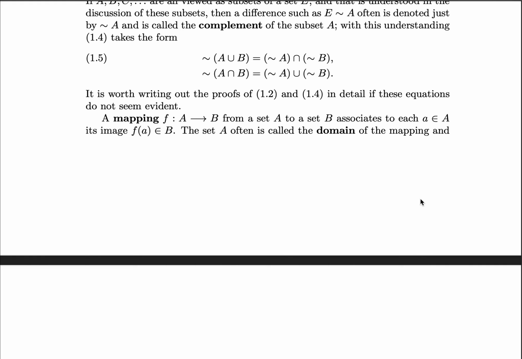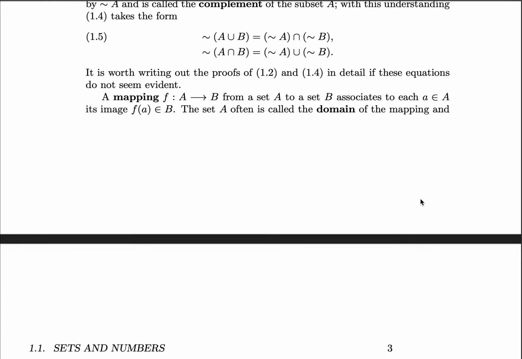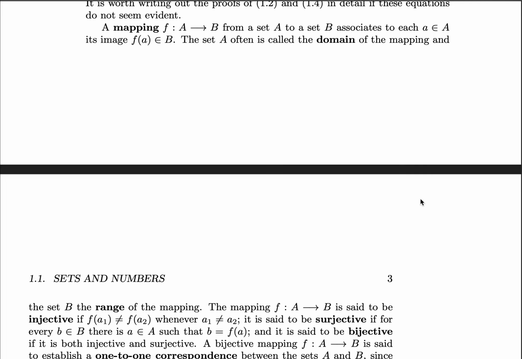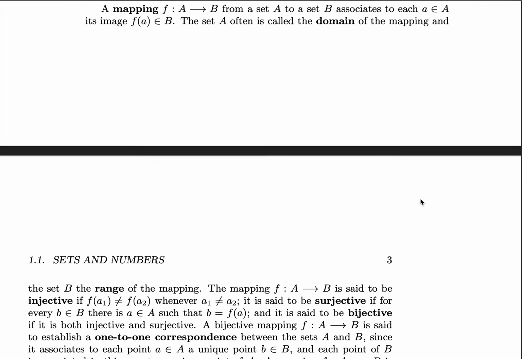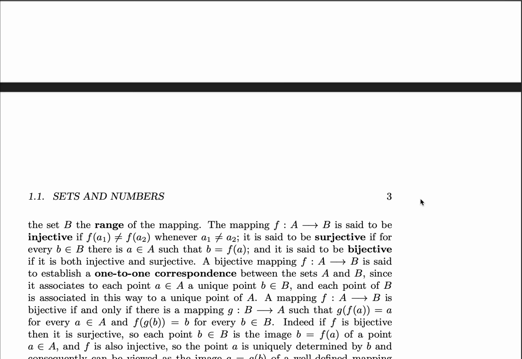Let us continue by considering mappings between sets. A mapping f from a set A to B is a way of associating each element a in A with its image f(a) within B. The set A is often called the domain of the mapping, and B is called the range in this book, but is more often called the codomain. In particular, the set of all elements f(a) is more usually called the range or the image of the mapping f.